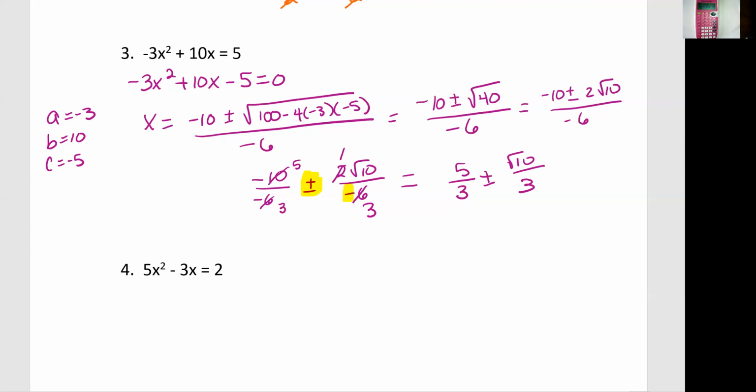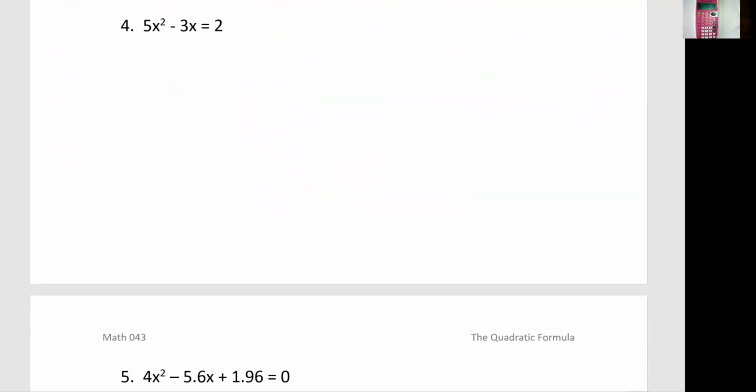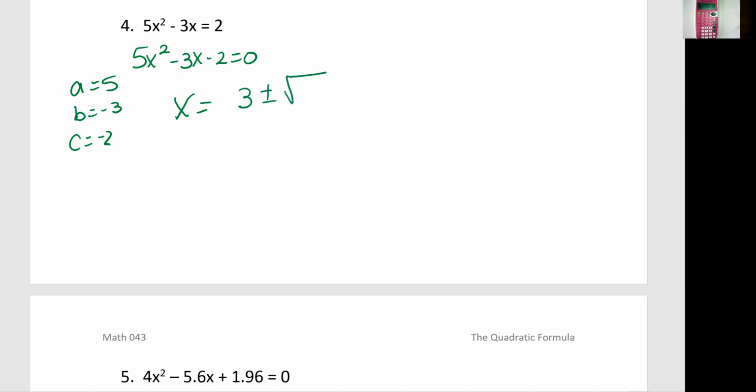Example 4, let's set it equal to 0. So write down A, B, and C. Let's substitute those in the quadratic formula. X is equal to negative b, so a negative and negative make it a positive, plus or minus the square root of b squared minus 4ac, all divided by 2a.